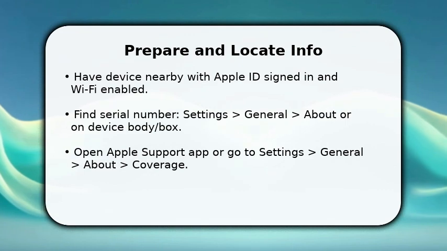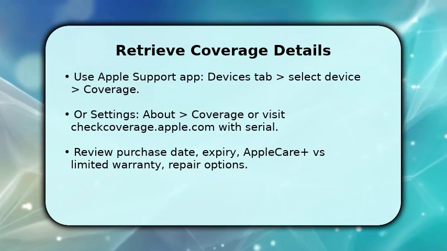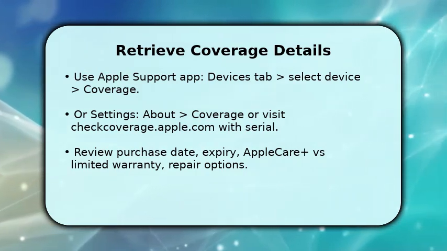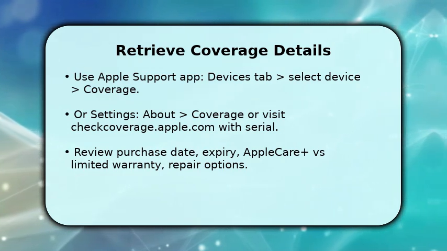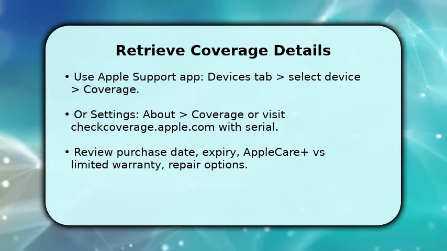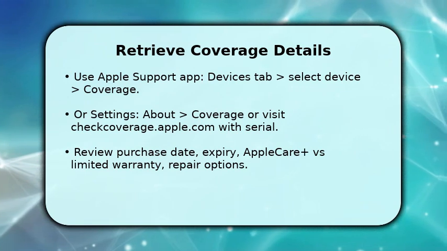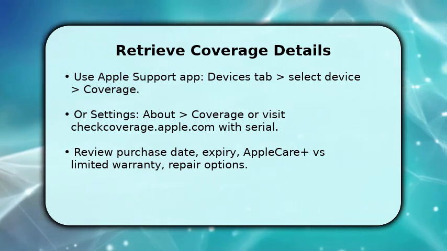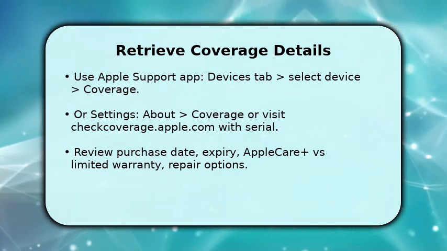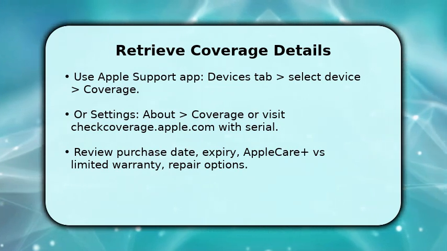Now continue by actually pulling up coverage information. In the Apple Support app, tap Devices, pick your device, and open Coverage. You'll see plan type and expiry. Alternatively, in Settings, go to About, Coverage, or enter the serial at Apple's Coverage check page. Both show purchase date and included services. Make sure to note whether you have AppleCare+ versus the standard limited warranty, because that changes repair options, deductibles, and accidental coverage. This middle phase confirms what protection applies to your device.